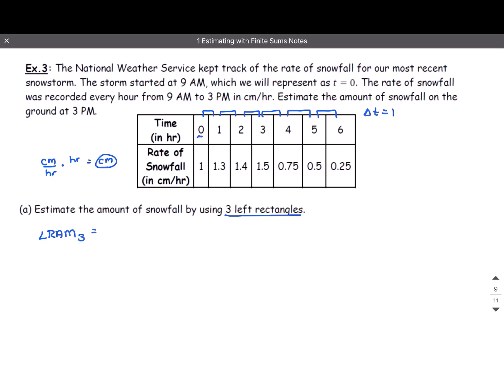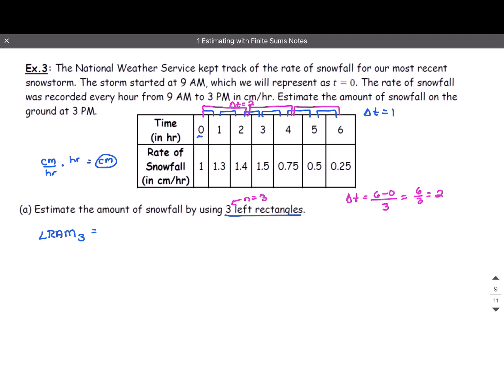So if we think about this, from 0 to 6, let's think about our delta t. We're going from 0 to 6, and we want 3 subintervals. 6 divided by 3 is 2. So we're going to go from 0 to 2, 2 to 4, and 4 to 6. That's what we're going to use. So we're actually going to use a delta t of 2.